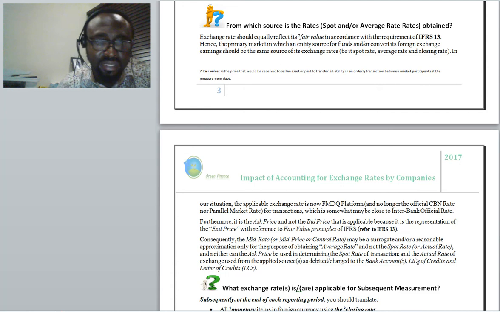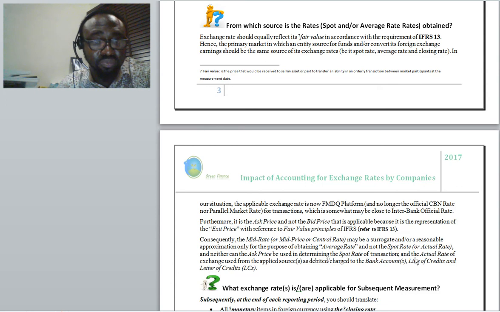On this basis, I try to make some commentaries about what I perceive, in line with the requirement of IAS 21, on which rates can be deemed to be appropriate. Now, exchange rate should equally reflect the fair value in accordance with the requirement of IFRS. Hence, the primary market in which an entity sources funds and or converts foreign exchange earnings should be the same source of its exchange rates, be it a spot rate, average rate, or closing rate.